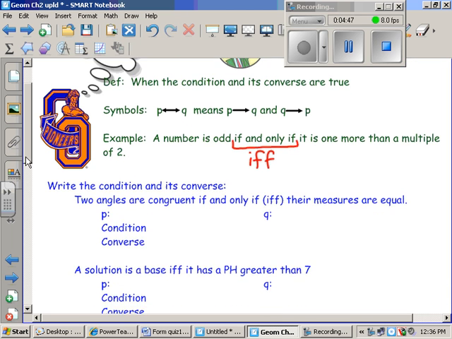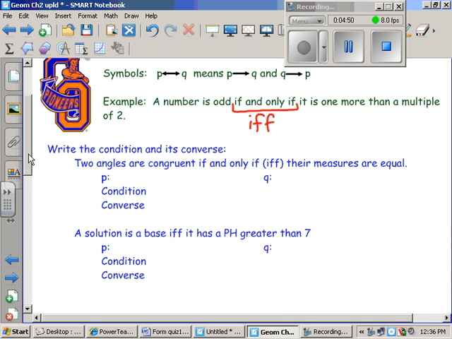All right. So let's tear apart a biconditional, just to make sure we know all the parts and we can write them. In this statement, two angles are congruent if and only if their measures are equal, what is the hypothesis? Could it be either of them? Yeah, so pick one. Their measures are equal. Good.